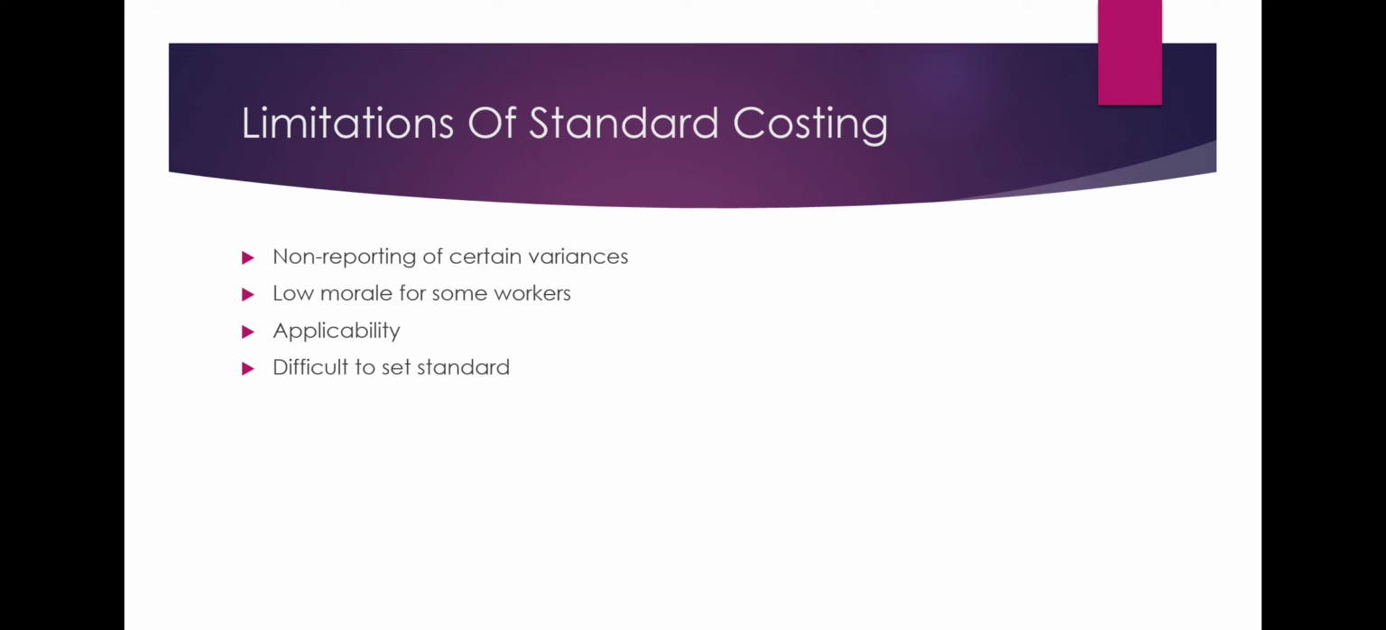Next, low morale for some workers. The management by exception approach focuses on the unusual variances. Management often focuses on unfavorable variances while ignoring the favorable variances. Workers might believe that poor performance gets attention while good performance is ignored. As a result, the morale of these workers may suffer.